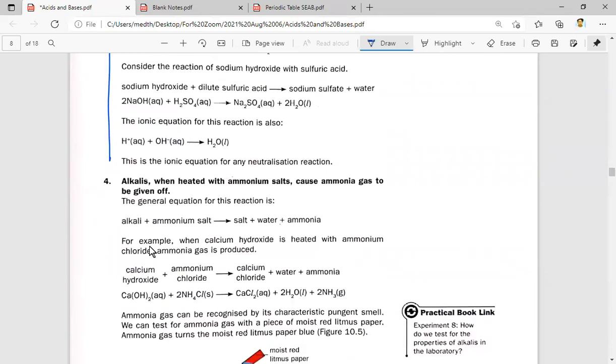The next reaction that alkalis undergo is that alkali plus ammonium salt will give ammonia gas plus salt.